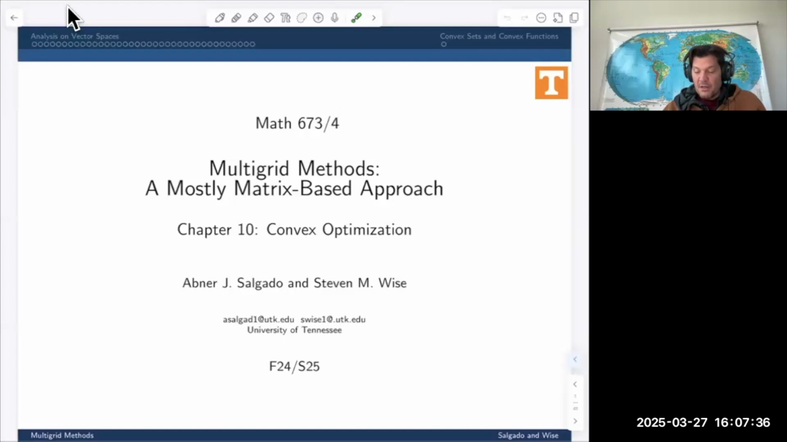The reason why we're going to study convex optimization is because we're interested in applying multigrid solvers to do optimization. This is kind of a modern topic, and optimization is kind of everywhere. We're going to focus on optimization problems that are well suited to the multigrid method, and those problems are ones which are by nature convex.